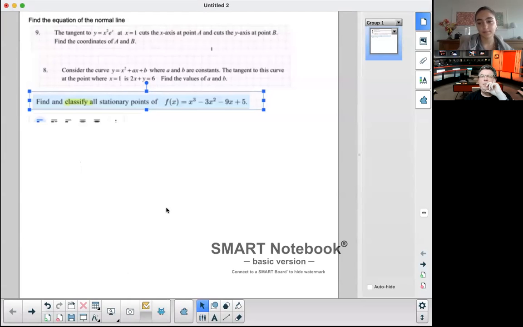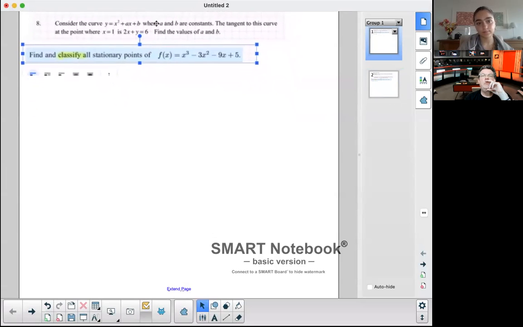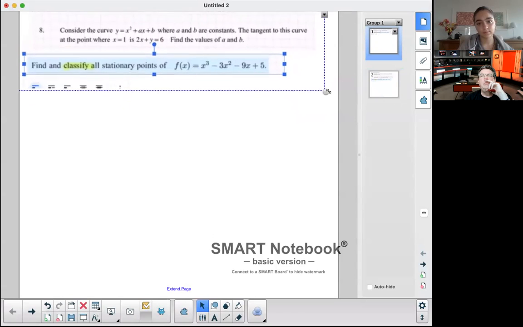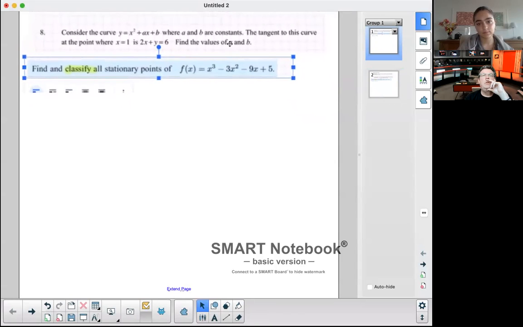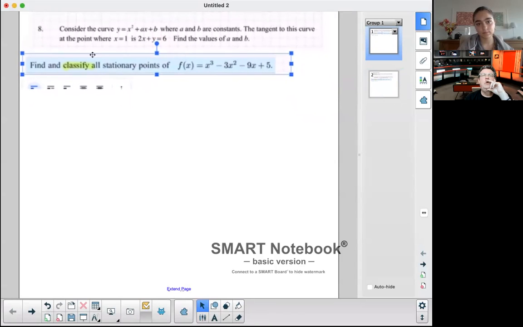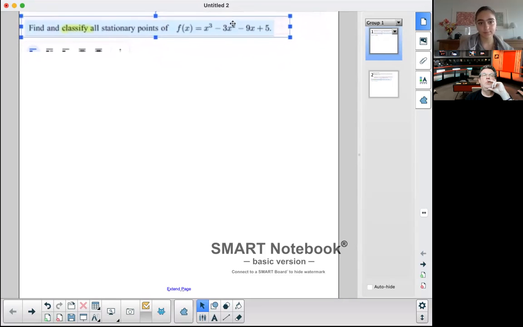Okay, so let's do number 8 first. Consider this curve, and find the values of A and B. So there's 3 questions: 8, 9, and the normal line one. Okay, so we'll do this one first.